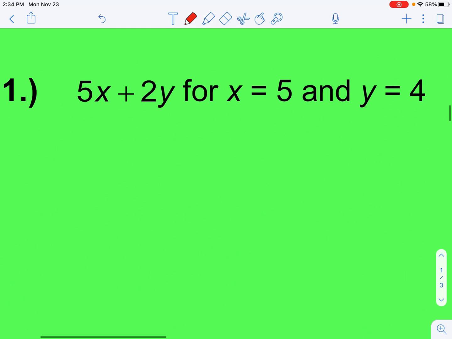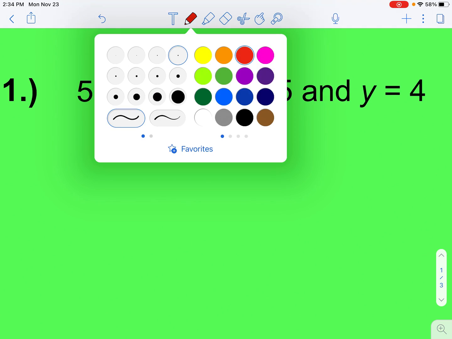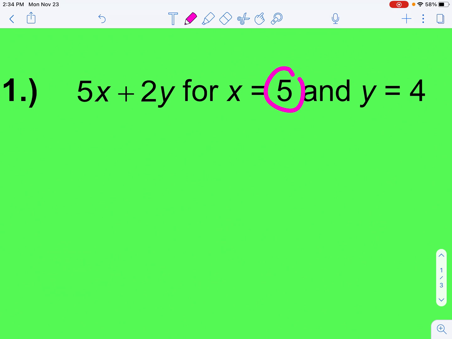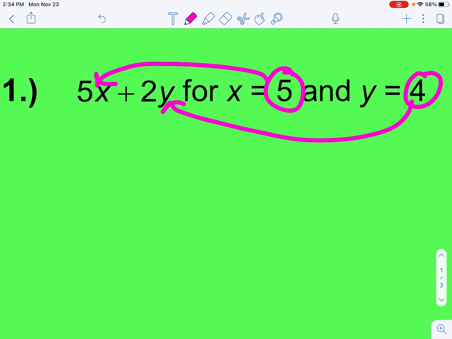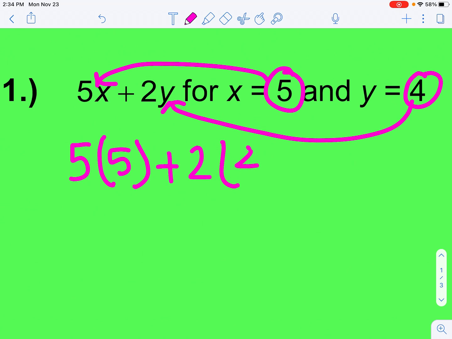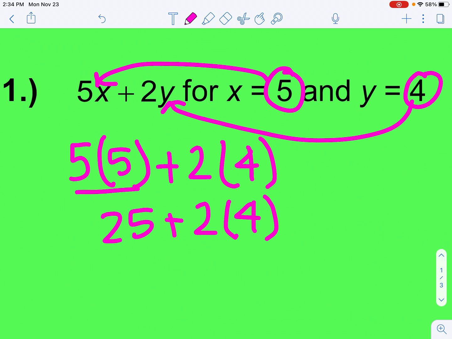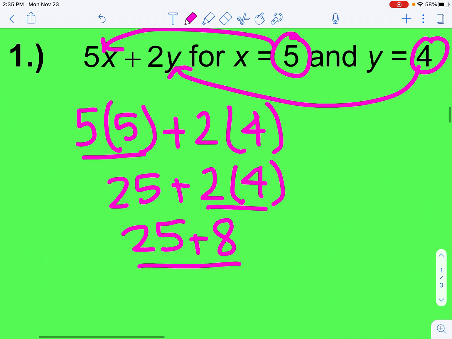I have 5x plus 2y for x is equal to 5 and y is equal to 4. So we're going to put 5 in for x and 4 in for y. So let's rewrite this. Taking 5 times 5 plus 2 times 4. I need to multiply first. So I take 5 times 5, which is 25, and rewrite everything else. I still need to multiply next. So I'm taking 2 times 4, which is 8. Now my last step is to do 25 plus 8, which gives us 32.